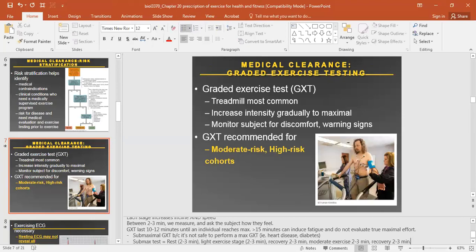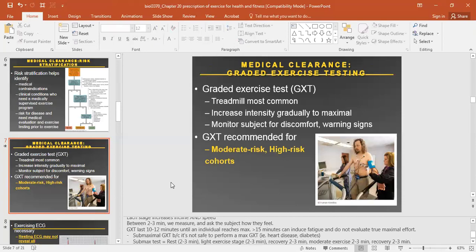That's a really easy, simple graded exercise test that can be performed with just a bike or a treadmill and an EKG monitor and a blood pressure cuff. So that can be a really easy test. But this test can really tell us how your body responds to exercise.